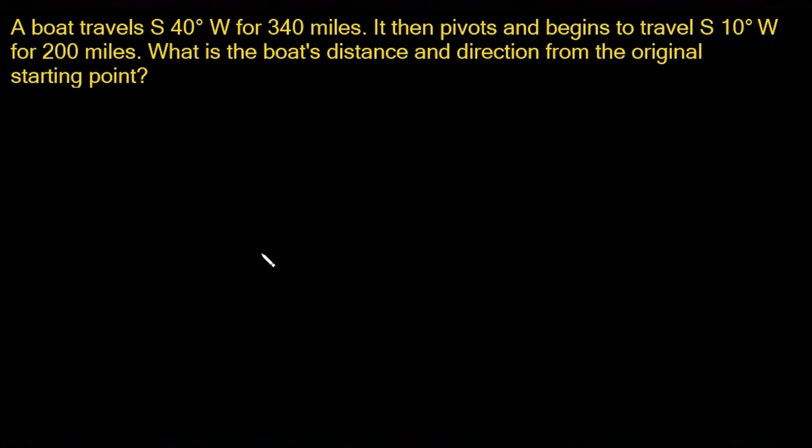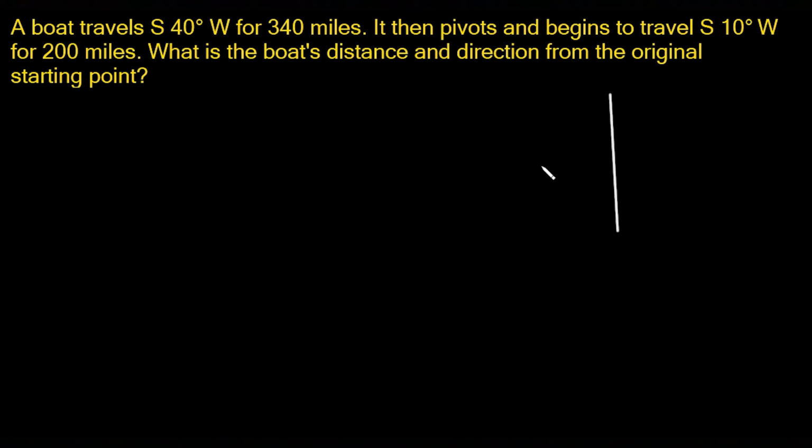Okay, so here's our next example. In this one, we're dealing with a boat. It says the following: a boat travels southwest at 40 degrees for 340 miles. Now, I'm actually going to stop right here. I can go ahead and put on my vector based on that information. So I'm going to go ahead and put on my coordinate grid, making sure I'm leaving myself room.